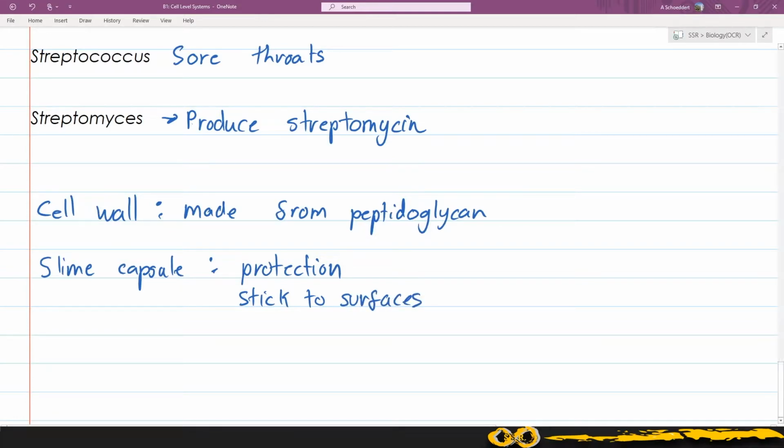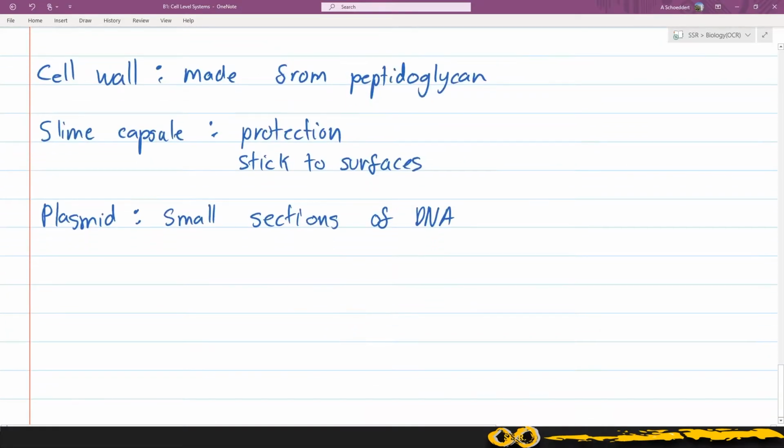And finally, bacteria have plasmids, and these are small sections of DNA that can be exchanged between bacteria. Now, this is a good thing for us because if we want to do genetic engineering, it means we can move those plasmids around.